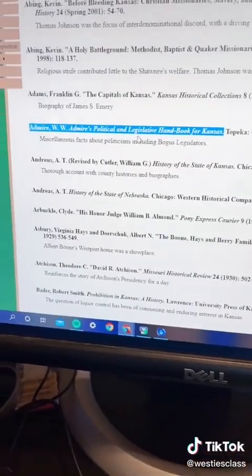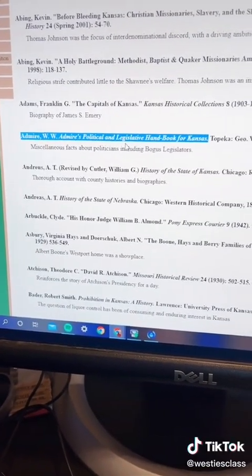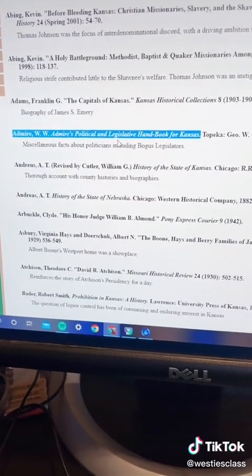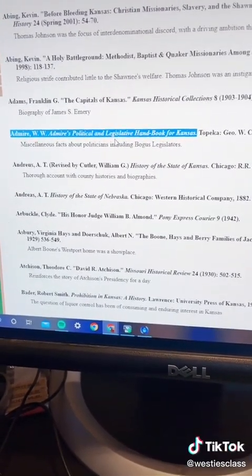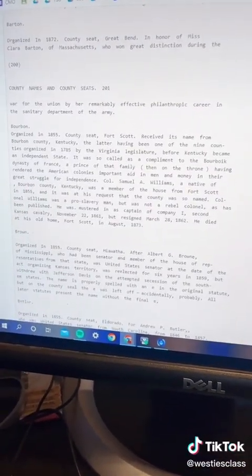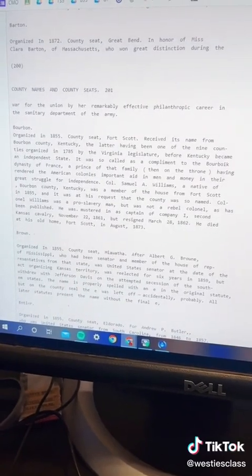How do I know that? Well, he has another source on it. This is one that is available online, but they actually do sell hardcover copies of it, and I'm kind of wanting to pick one up. It's called Admire's Political and Legislative Handbook for Kansas by W.W. Admire. I'm going to have to find out some more about this guy. Anyways, a quick Google search on that book pulls up a copy of it. Since the book's out of copyright, this is perfectly legal to do.